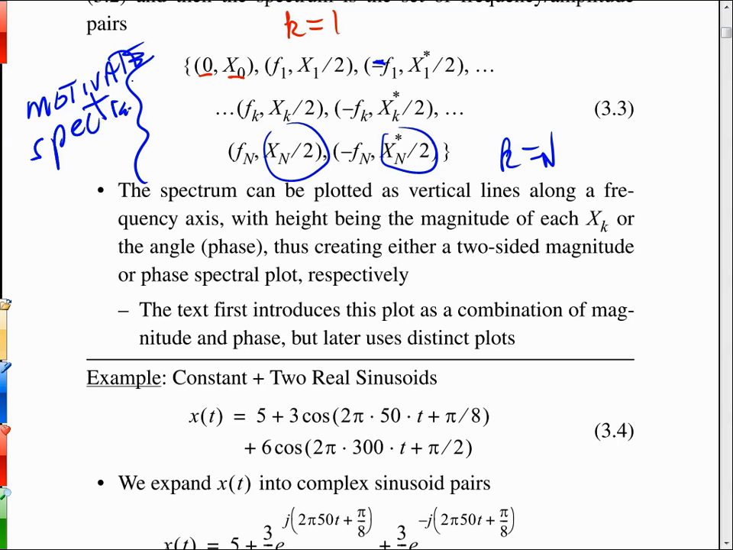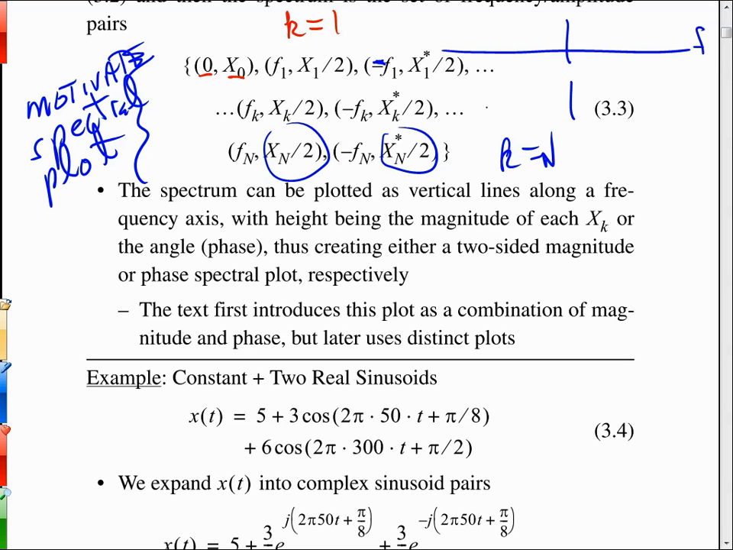to motivate the spectral plot. And the spectral plot idea is that we're going to plot something versus frequency, and we're going to indicate at different frequencies where we have a certain amplitude or where we have a particular phase associated with the coefficients x sub k over 2 and x sub k conjugate over 2.